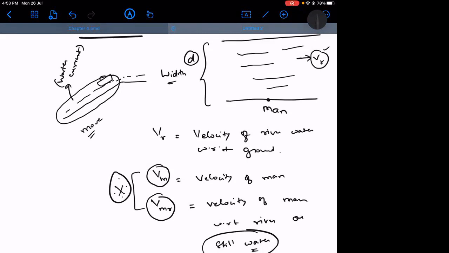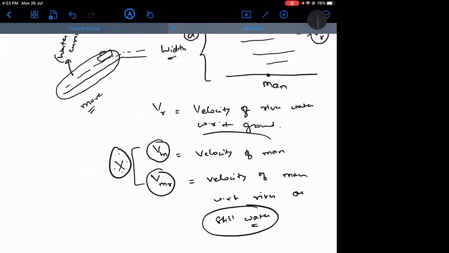Sir, then what is the difference between velocity of man and velocity of man with respect to...? Velocity of man is the absolute velocity of the man. That is when you observe from the ground frame of reference. I told you, right? Velocity of man is velocity of man with respect to ground. We don't write g every time. I told you in the previous chapter.